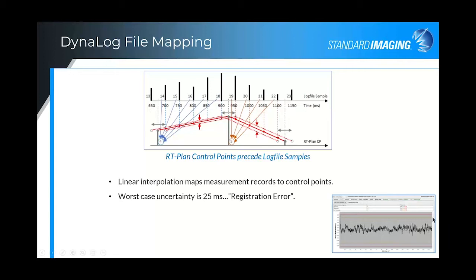One can see a concrete example in the lower right when reviewing a chart from LinacView for gantry angle deviation versus RTPlan control point. So this is gantry angle deviation versus RTPlan control point, and the red line designates the failure, and the orange line designates an alert.